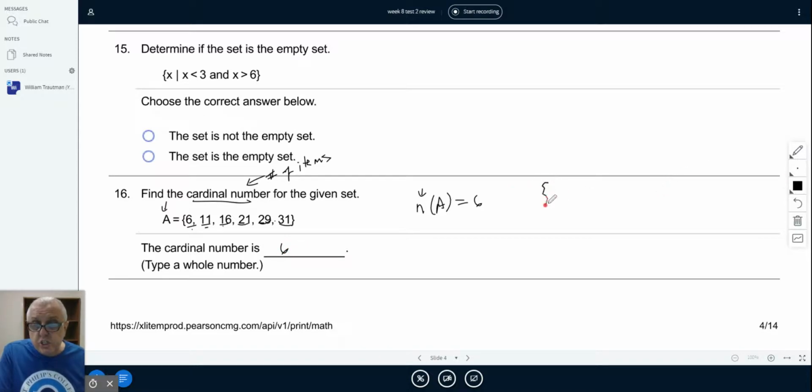And just to show you, 1, 2, 3, 3, 4, the cardinal number of this set is 1, 2, 3, 4. You don't count 3 twice. So the cardinal number is 4. The items have to be distinct. Each item has to be different to be counted. That was number 16. I'm going to number 21.